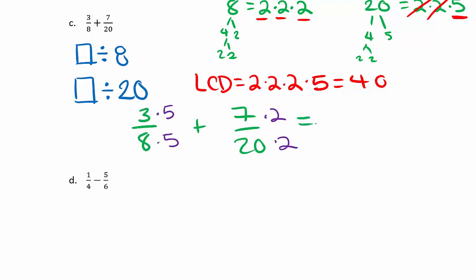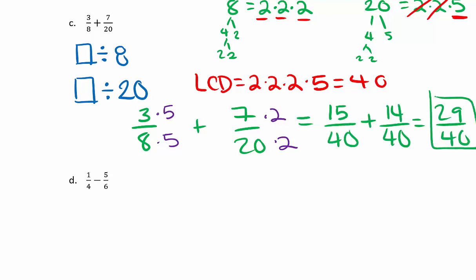So back to the original problem. We have 3/8. We need that denominator to be a 40, so we're going to have to multiply by 5. I have to do the same thing to the top and the bottom. For 7/20, I want to change that 20 into a 40. To do so, I would multiply by 2, and once again, I do that to the top and the bottom. That gives me 15/40 plus 14/40, which is 29/40.